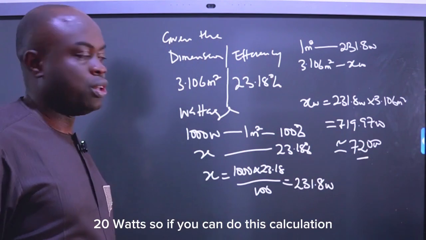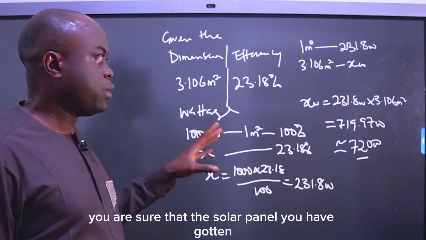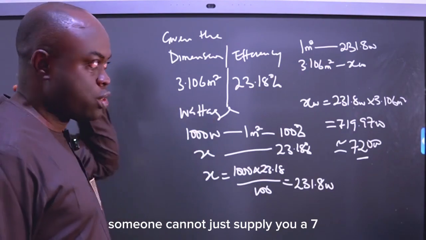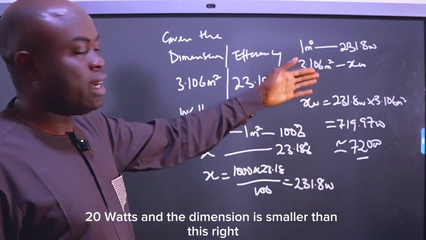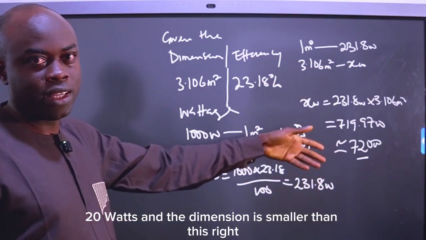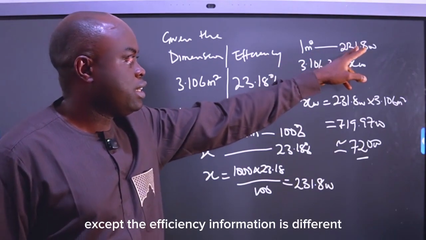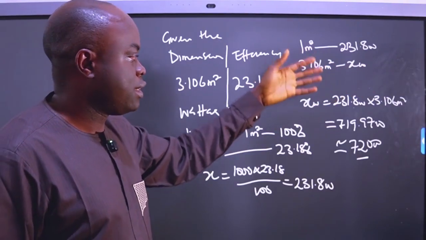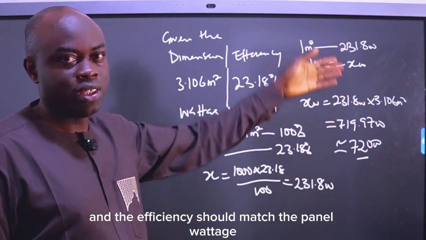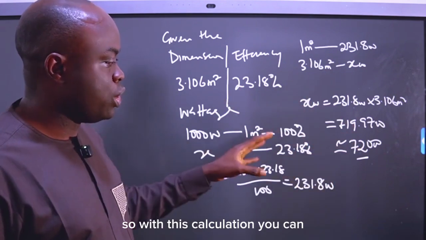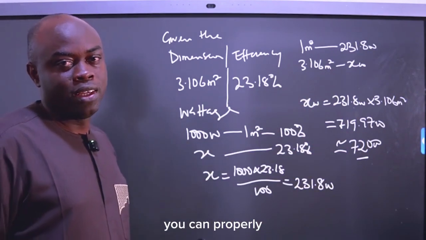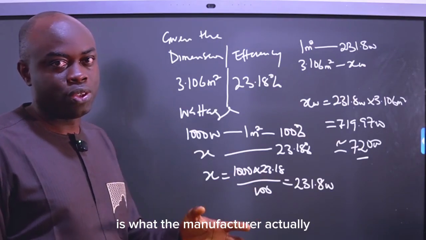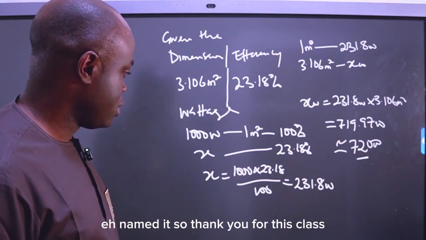So if you can do this calculation, you are sure that the solar panel you have gotten is the accurate panel from the manufacturer. Someone can just supply you a 720 watts panel and the dimension is smaller than this, right? Except the efficiency information is different also. Dimension could be smaller and the efficiency should match the panel wattage. So with this calculation, you can properly understand if the panels being provided are what the manufacturer actually named them.